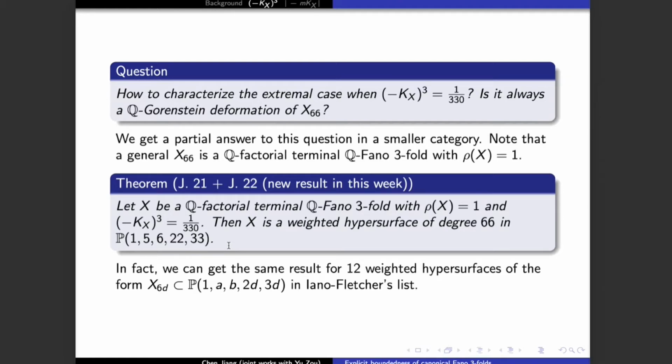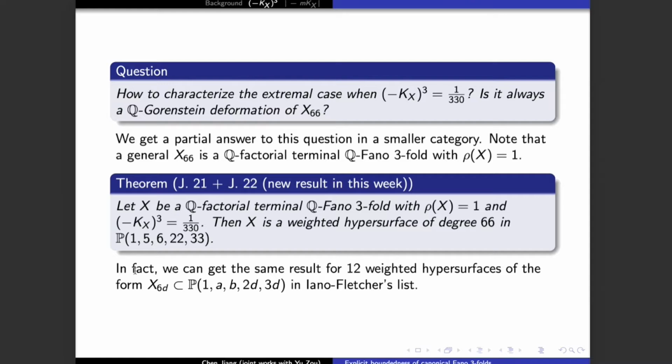Okay, so last year I showed this theorem assuming that X is non-rational, so it's not birational to P^3. But this week I dropped that condition to get this new result. So we don't need to assume that X is non-rational anymore. And in fact, we can do the same characterization of such hypersurfaces in Iano-Fletcher's list.